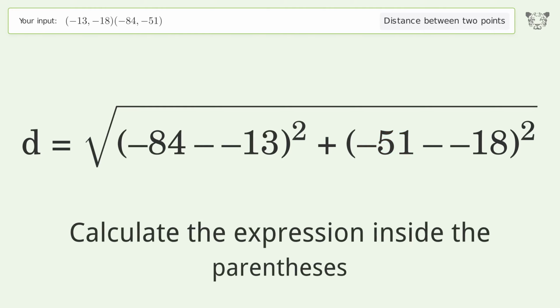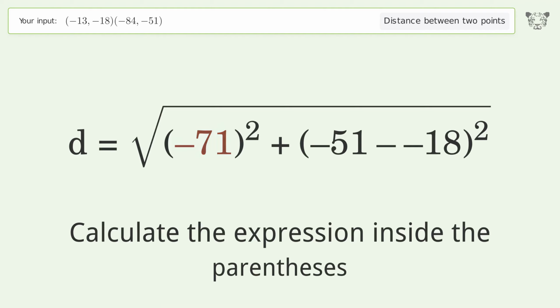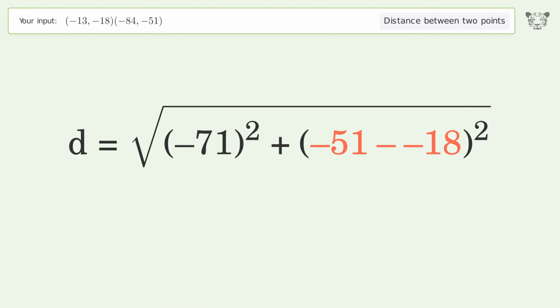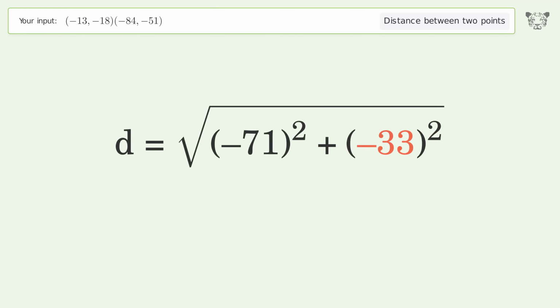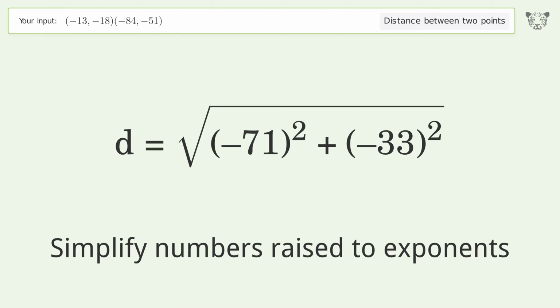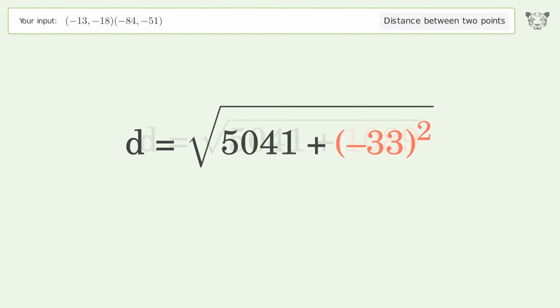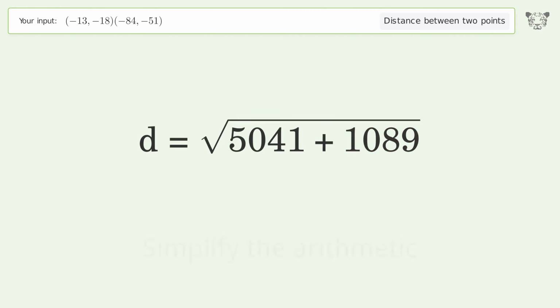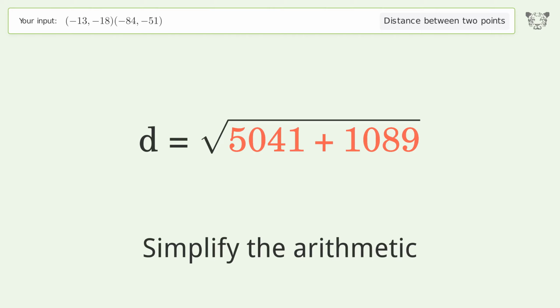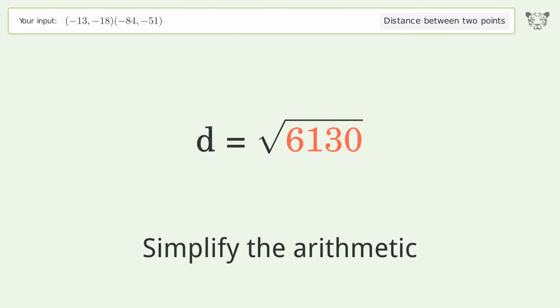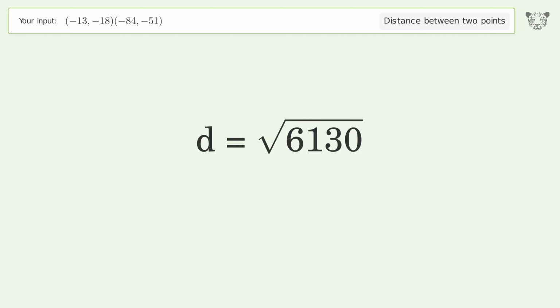Calculate the expression inside the parentheses. Simplify numbers raised to exponents. Simplify the arithmetic. And so the distance between the 2 points is the square root of 6,130, or 78.294.